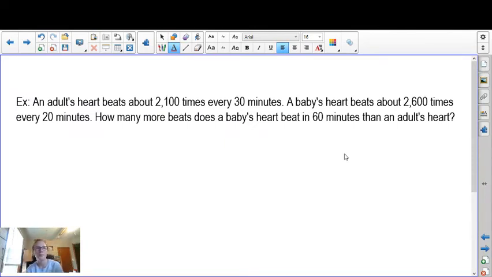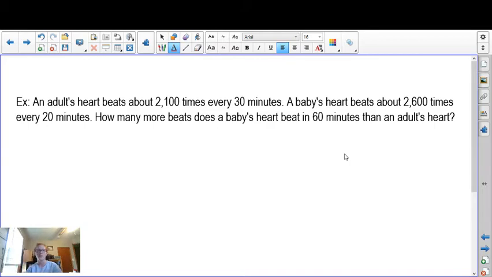Okay, this problem I get tripped up on sometimes with the wording, so bear with me. Now, it's going to seem like I'm saying it wrong, but I promise you that I'm not. An adult's heart beats about 2,100 times every 30 minutes. A baby's heart beats about 2,600 times per every 20 minutes. How many more beats does a baby's heart beat in 60 minutes than an adult's heart?